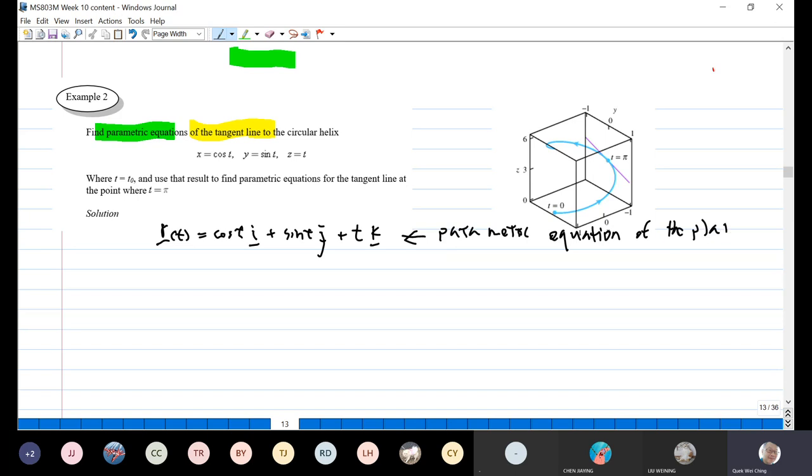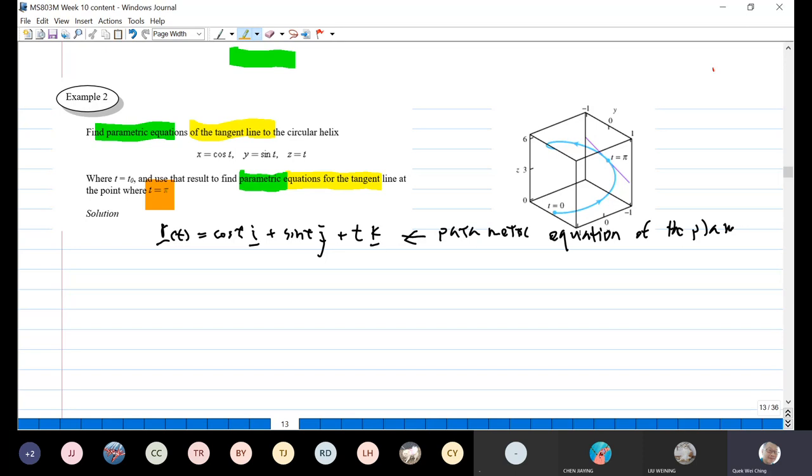Okay, this is not really the tangent line. It's a parametric equation of a curve. So how do you find the tangent line at the point t equal to pi? I want to find the parametric equation of the tangent line at the point t equal to pi. So how to do that?